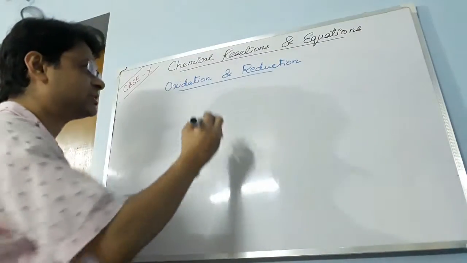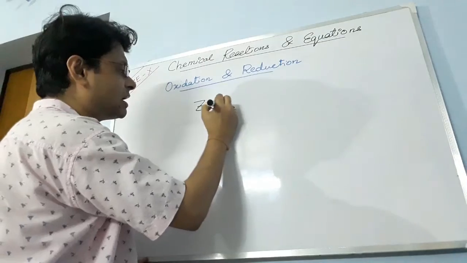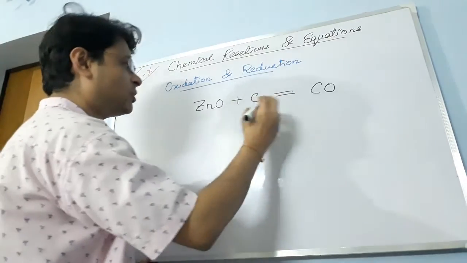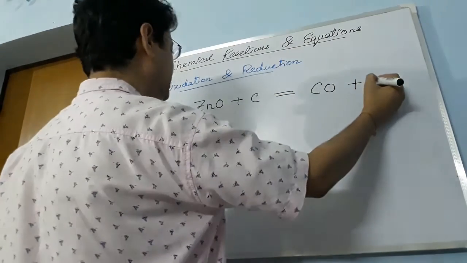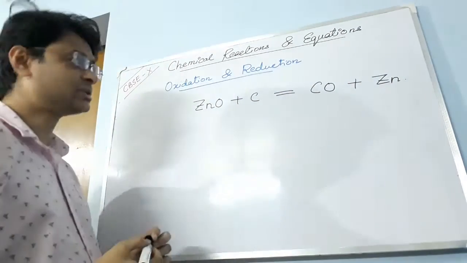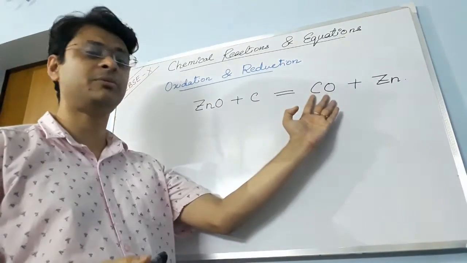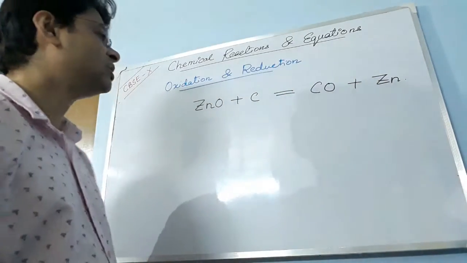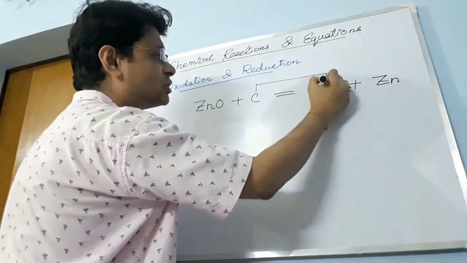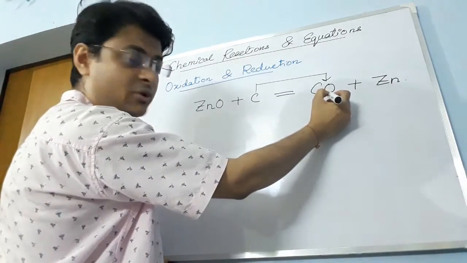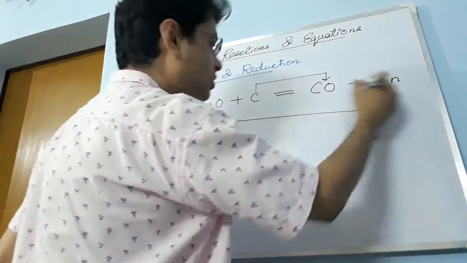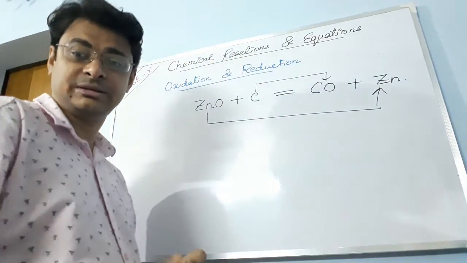Another example of oxidation reduction is zinc oxide plus carbon. It forms carbon monoxide plus Zn. So in this reaction, carbon reacts with zinc oxide to form carbon monoxide and zinc. Here we find that oxygen is added up, so carbon is oxidized because there is addition of oxygen, and zinc oxide is reduced to metallic zinc. Why? Because there is removal of oxygen.